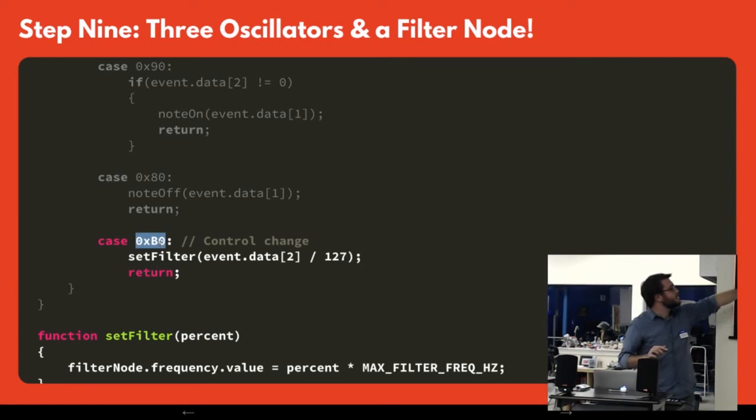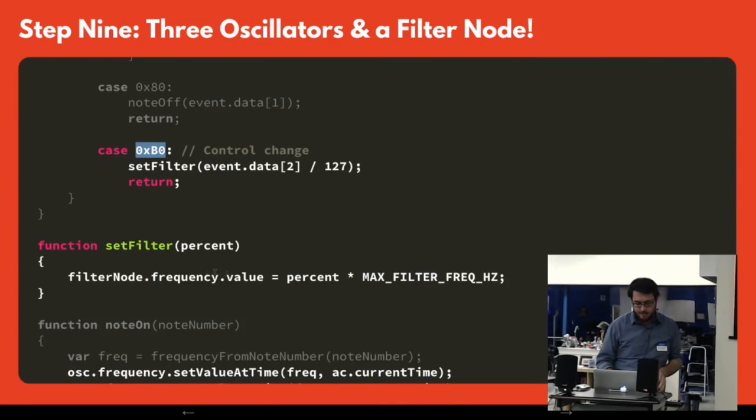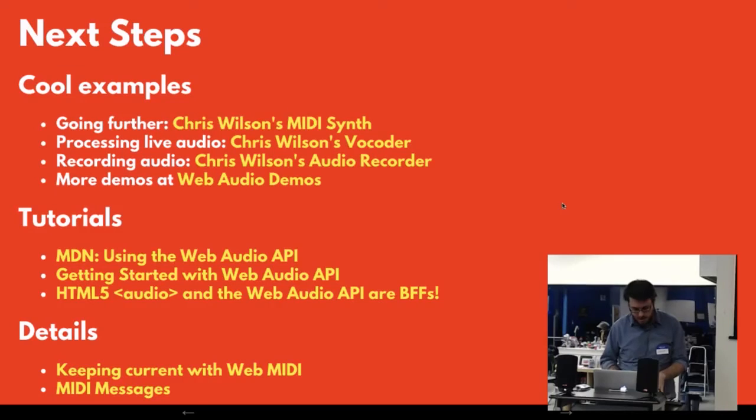And then I'm just setting the filter based on a percentage from 0 to 1. And then I set the frequency of my filter from 0 to 1 times the maximum frequency, which I have set to 6,000. It seemed to work okay. I think that this ends up being linear, and you want something more exponential, but I'm not going to get into that for this presentation. So that covers what I wanted to do as far as building the synthesizer.